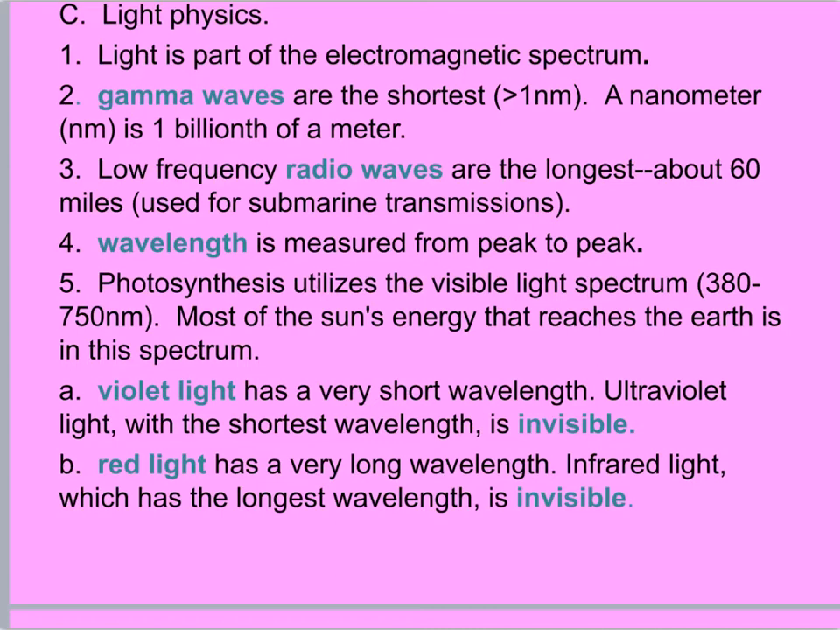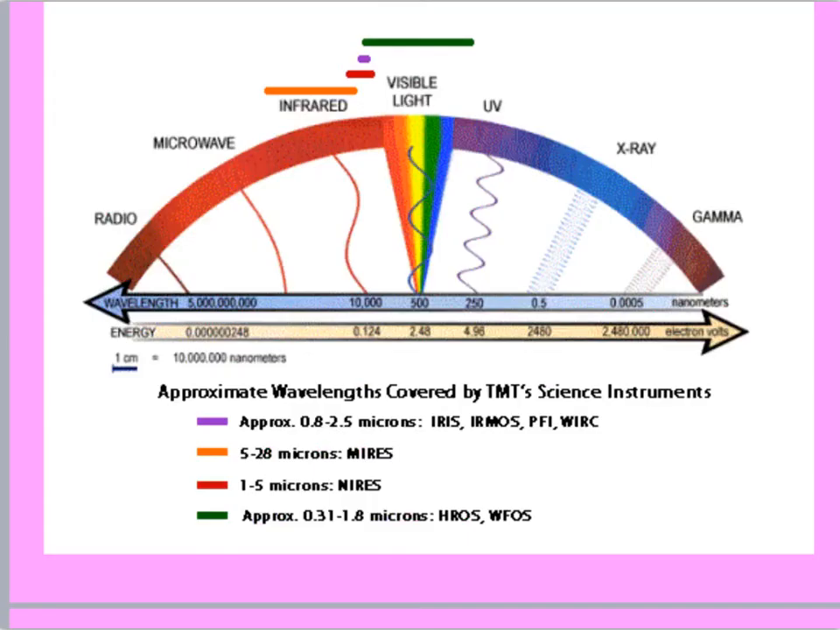Just for example, violet light has a very short wavelength, but then ultraviolet light, which is the next, has an even shorter wavelength, and it is considered invisible. Then on the other side, red light has a very long wavelength. So infrared light has an even longer wavelength, and it is invisible. So ultraviolet and infrared are invisible because they're not within the visible light range. If you take a look here, visible light is kind of in the middle, and that is how you can see.